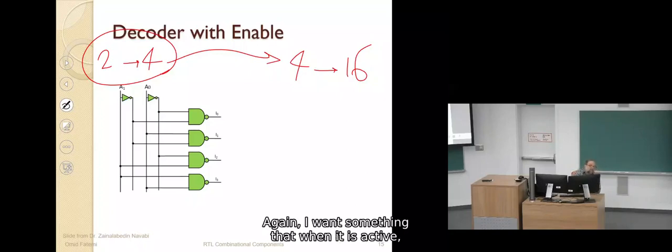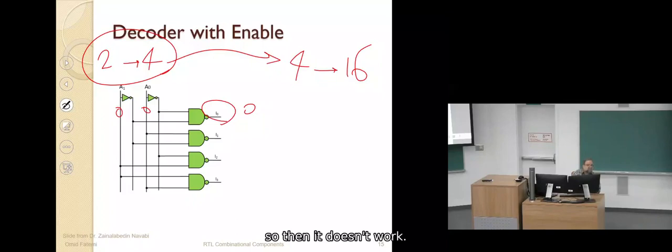I want something that when it is active, for example, it is 1, then this works as it should be. For example, if I put 0, 0 here, then this one gets 0 and the rest gets 1. But if I put enable as not active, disabled, then it doesn't work. Here it doesn't work means that my output would be 1. All of them always would be 1. It doesn't get 0 at all.